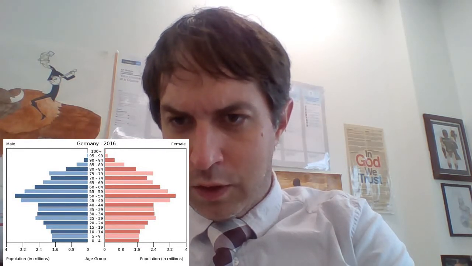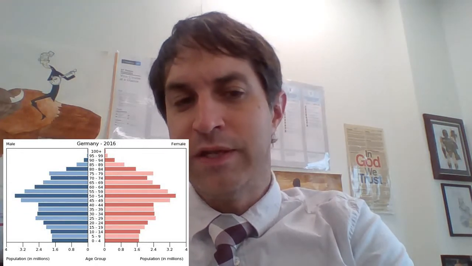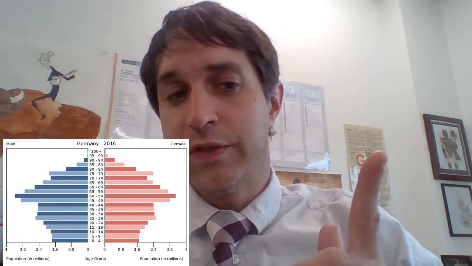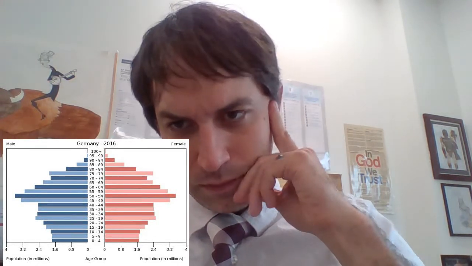You can clearly also see the baby boom here in the middle between adults 44 and 70. The baby boom occurred really universally after World War II. Once the world entered a period of peace, not only did we have a baby boom here in the United States, but you can also see here that Germany experienced the same thing as well.